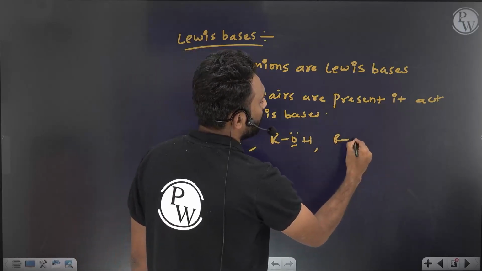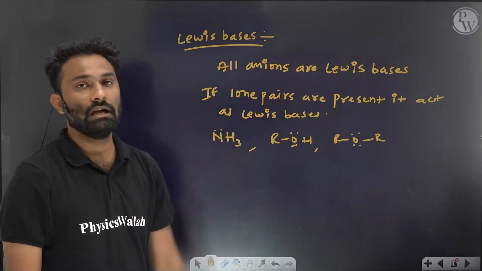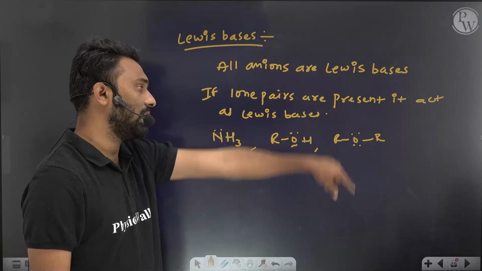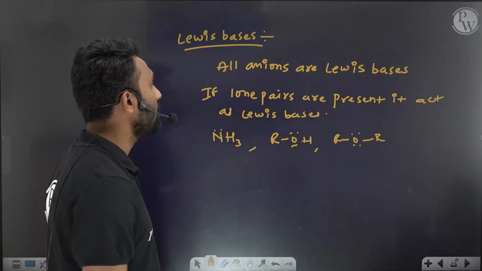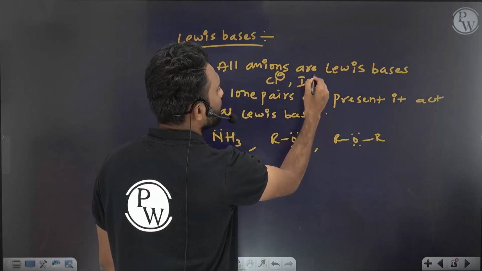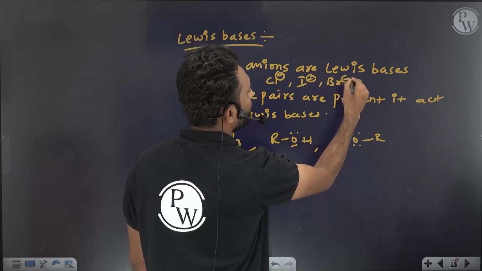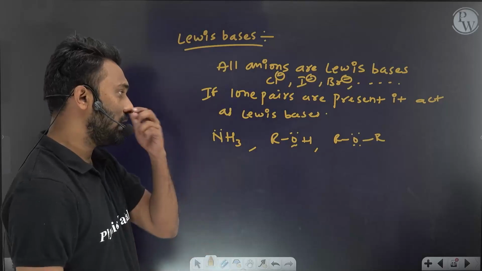Next, ROR. Now, due to the presence of this lone pair, it will donate the electron pair. This will donate the electron pair to the electron deficient species. Adhigoskarane, these will act as Lewis bases. Now, Cl minus, I minus, Br minus. Now, these will act as Lewis bases. All the anions will act as Lewis bases.